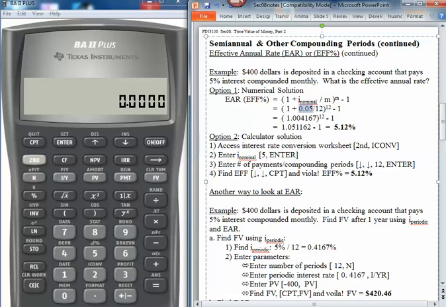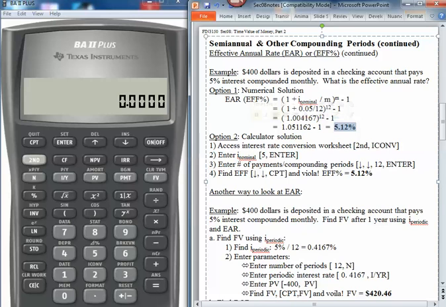So you can see that we put in 0.05 representing the simple or nominal rate. We divide by 12, for monthly compounding. We raise to 12. And then we subtract 1. Please note where the parentheses are: the parentheses are around the 1 plus the periodic interest rate. So 5% compounded monthly is equivalent to 5.12% compounded annually.